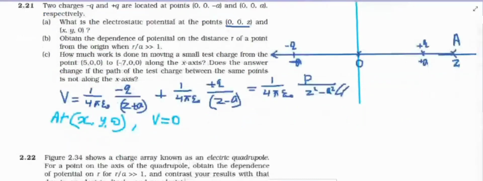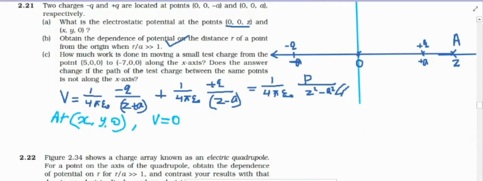Now next, come to part B. Obtain the dependence of potential on the distance r of a point from the origin, for r by a much greater than 1. This is an arbitrary point at a distance r. It's not mentioned whether it is on the axial line or the equatorial plane. Therefore, at any point we have to take the derivation we have done in the theory, the electric potential at any point of a dipole. That derivation you have to do here, which you have studied in theory.